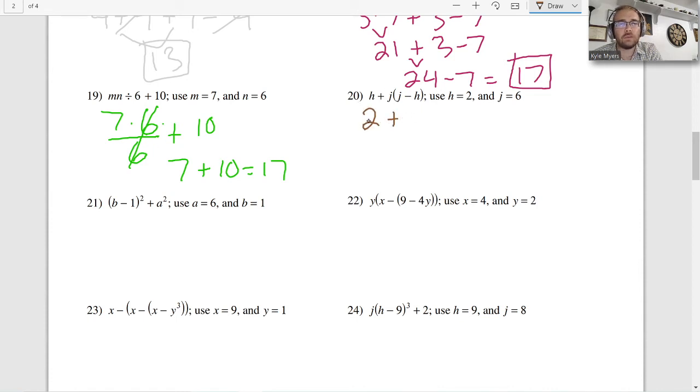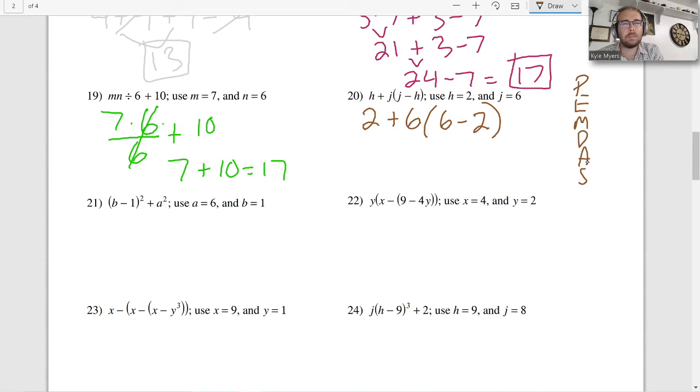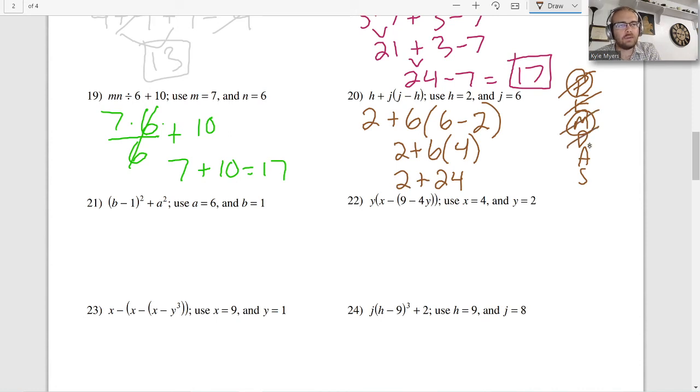Yeah. All right, so 2 plus 6, 6 minus H. What is H? It's 2. So PEMDAS, I'm going to write this one out this time. This one seems to deserve an actual written out PEMDAS. Because we have a parentheses, 6 minus 2 is 4. I'll keep that in parentheses. But we're done. No exponents. We do have some multiplying to do. 6 times 4 is 24. Check me on that if you want. No division, but we do have some addition. 2 plus 24 is 26.